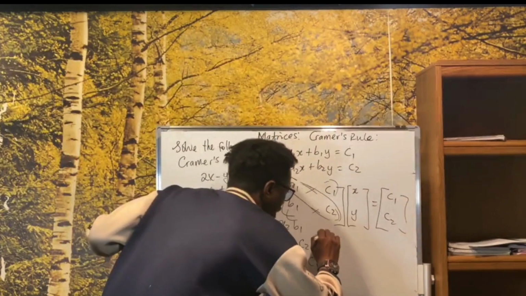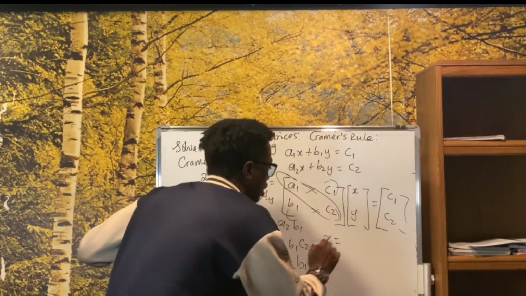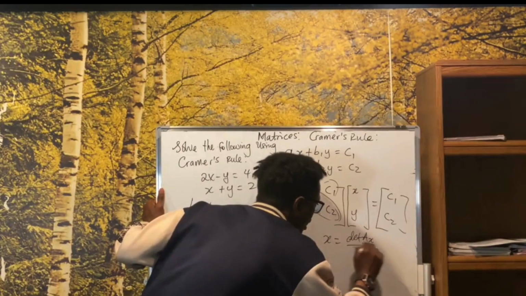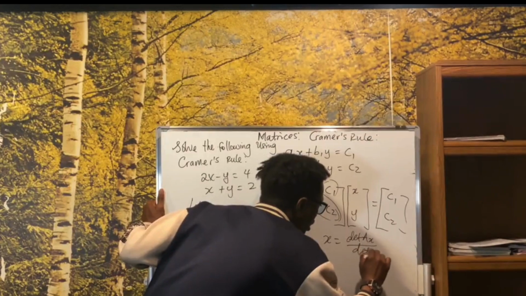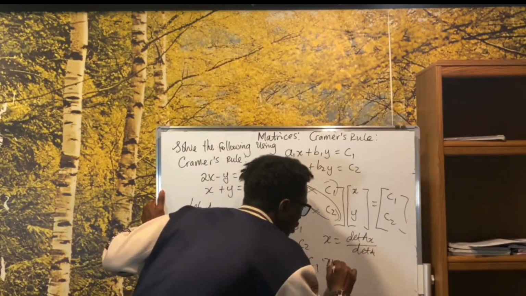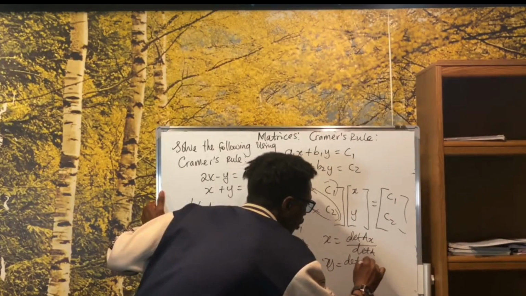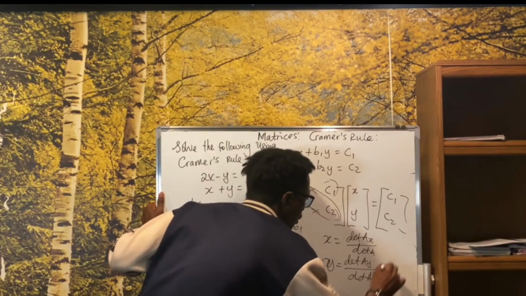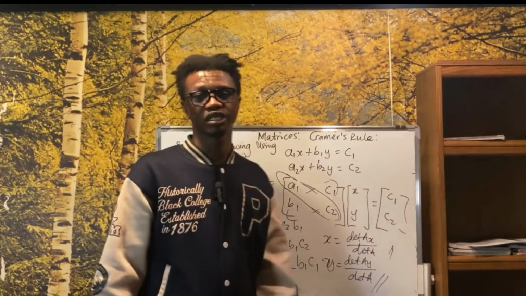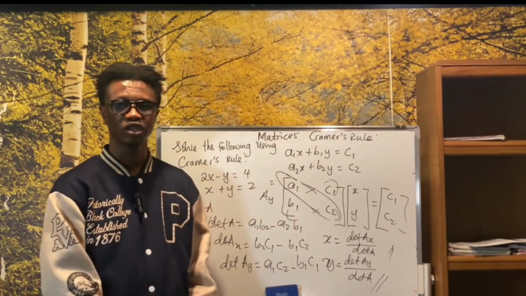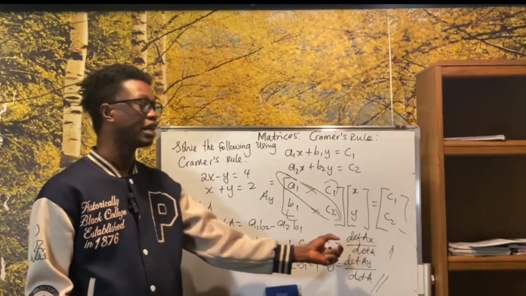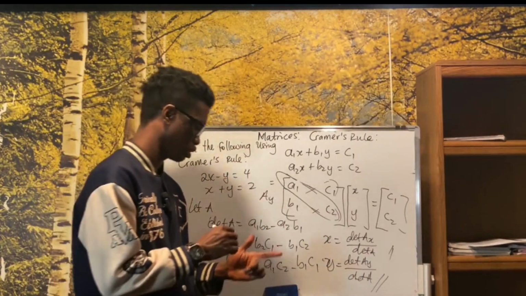Okay, now once you have the determinant of A, determinant of Ax, determinant of Ay, it is simple. To find the x value, it becomes the determinant of Ax divided by the determinant of A, then y becomes the determinant of Ay divided by the determinant of A. And those are your formulas. Basically, you are done.